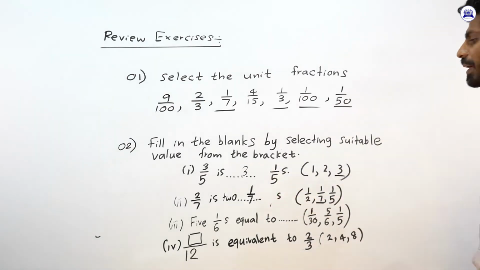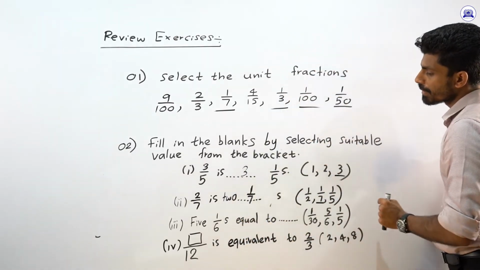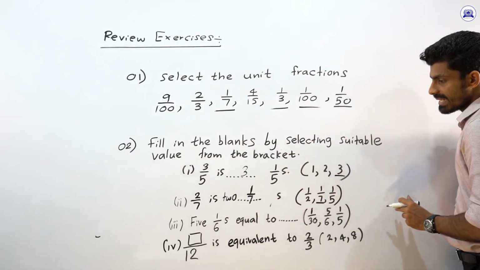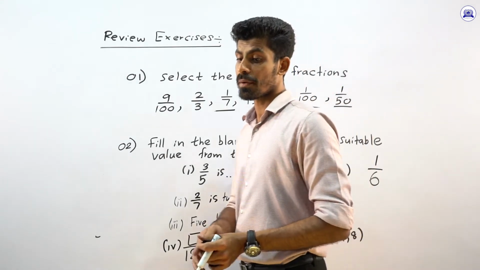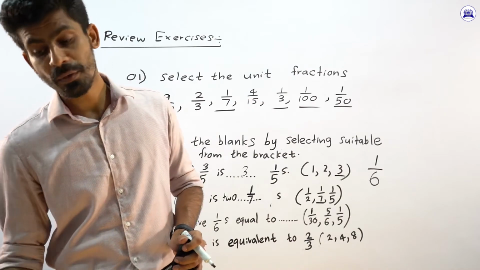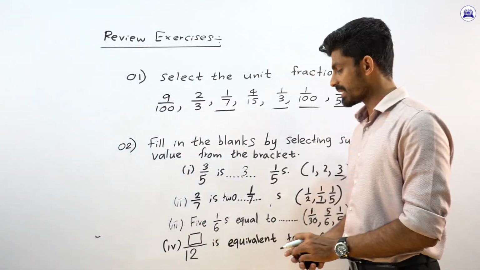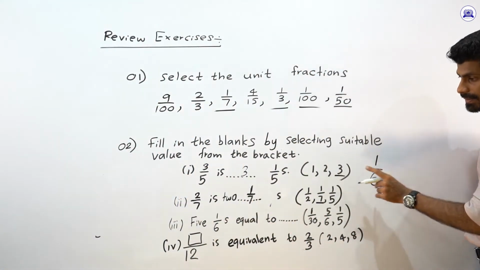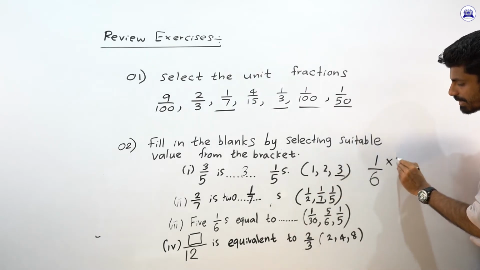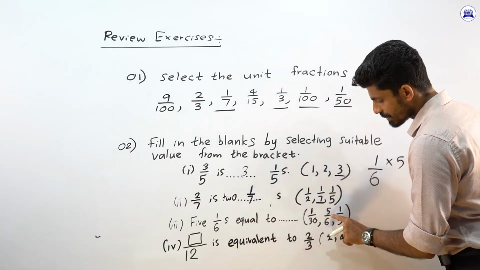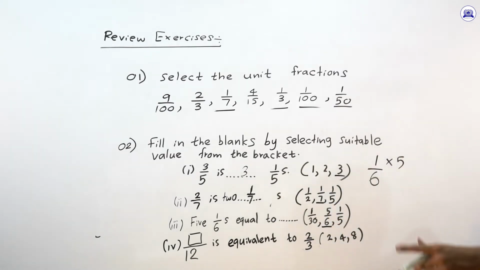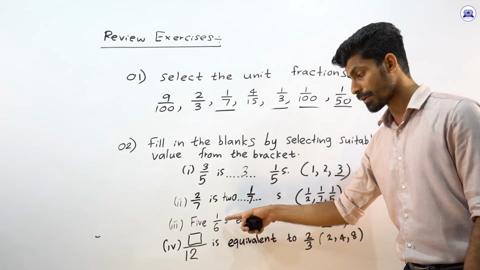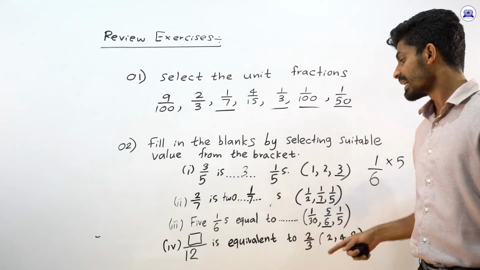Right. 5 1 over 6 is equal to, that means 5 times 1 over 6, my dear student. That means it's 1 into 5, right? 5 times 1 over 6 means this one. 5 1 over 6. Like that portion, 1 over 6.